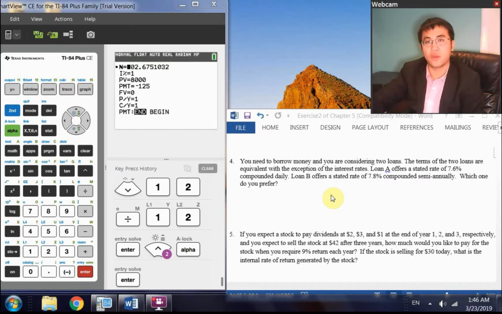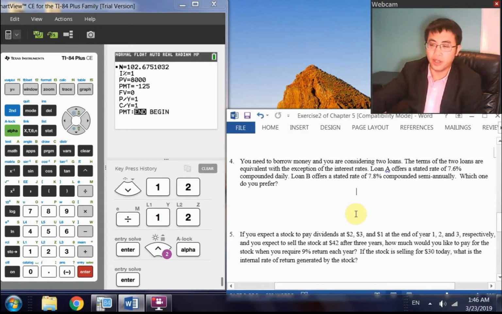Alright students, for the rest of this exercise, we're going to learn some new functions of your calculator. In particular, we're going to learn how to do effective annual rate, net present value, and internal rate of return. So question number 4 is about calculating effective annual rate.